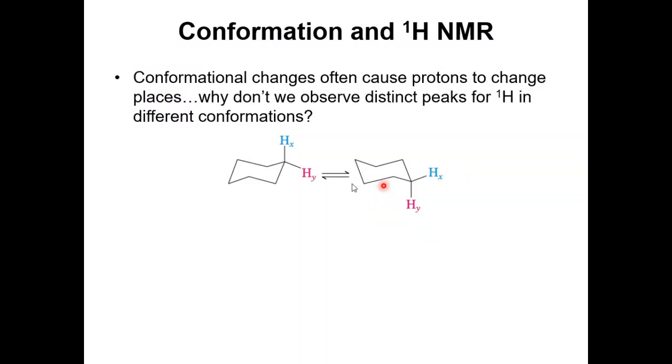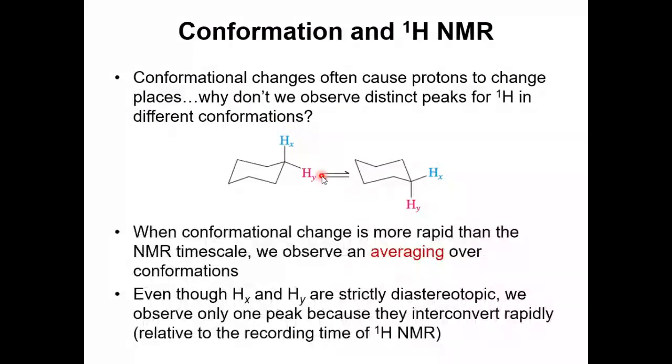One is axial protons, one is equatorial protons. Their environment is actually slightly different. So technically, we should be able to see two kinds of protons in the cyclohexane ring. But in reality, NMR is a relatively slow technique compared to the conformation change. And we know cyclohexane always has two chair conformations, and they are always flipping between each other very rapidly.